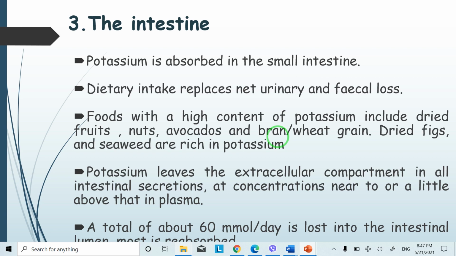Usually, there is daily urinary and fecal loss. So the dietary intake of potassium will replace the loss that takes place daily in the urine or in the feces. And the site of absorption of the dietary potassium is in the small intestine.